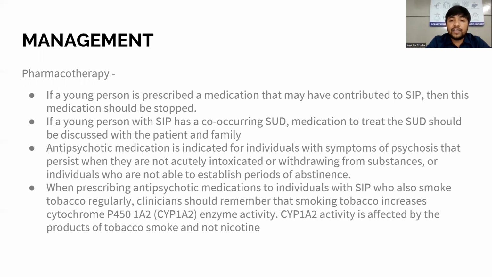Antipsychotic medication is initiated for individuals with symptoms of psychosis that persist when they are not acutely intoxicated or withdrawing from the substances, or individuals who are not able to establish periods of abstinence. When prescribing antipsychotic medications to individuals with SIP who also smoke tobacco regularly, clinicians should remember that smoking tobacco increases the cytochrome enzyme activity. So CYP1A2 activity is affected by the products of tobacco smoke and not nicotine.